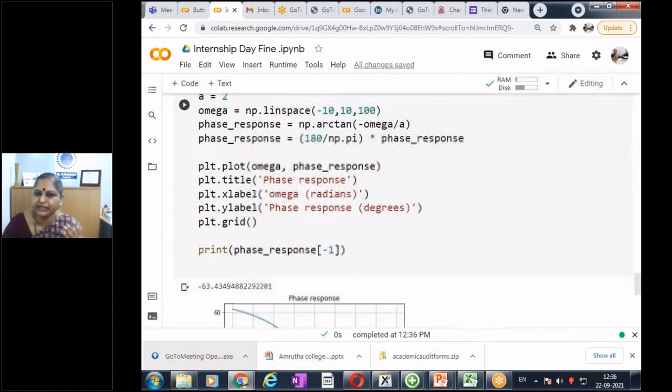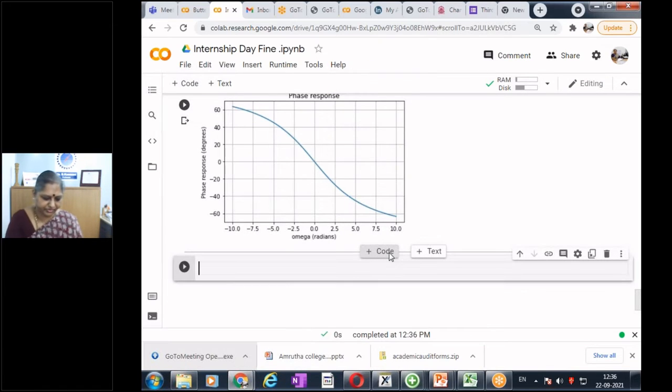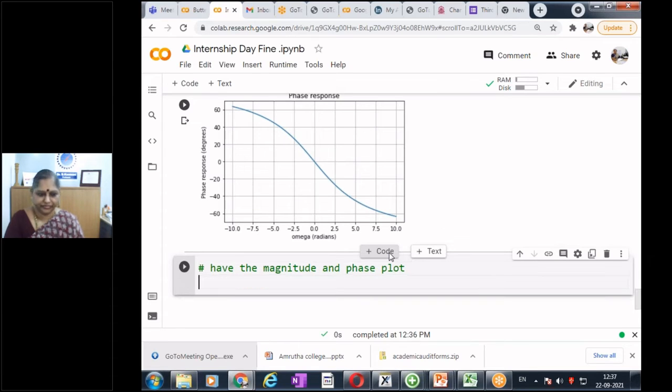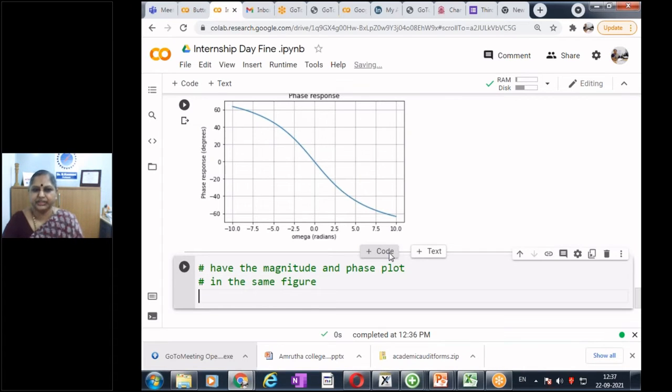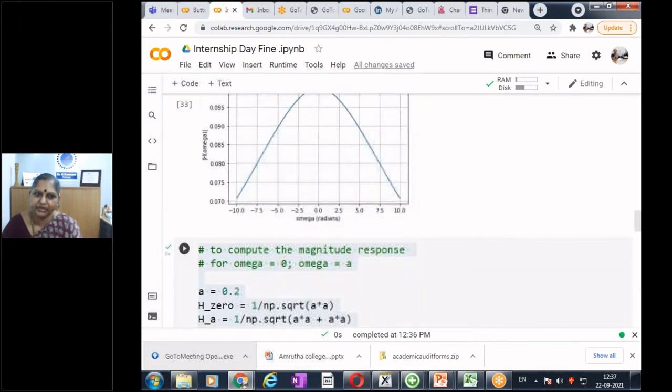Say we have done separately the magnitude response and the phase response. So now what we will do is, we will try to have the magnitude and phase plot in the same figure. Same figure or same plot. So let's put both of them together. I will just copy and bring it down.